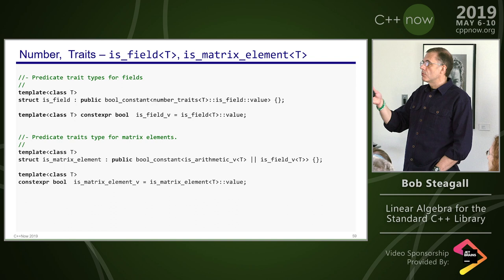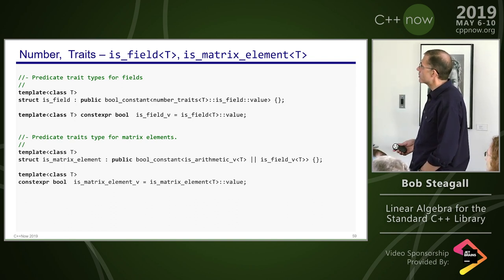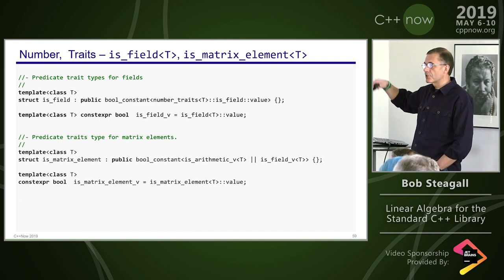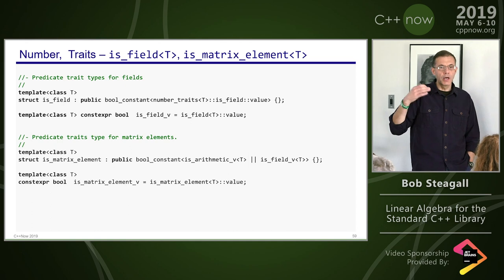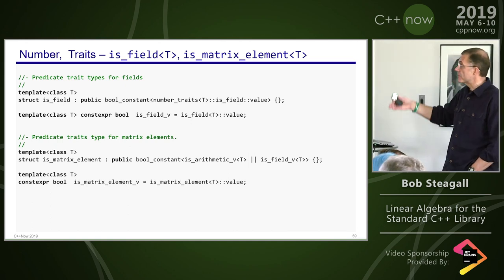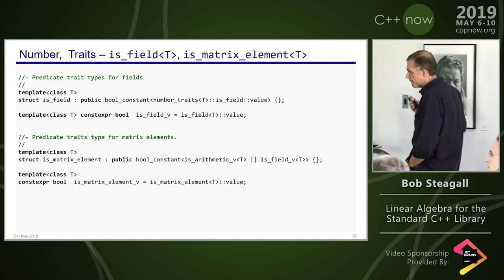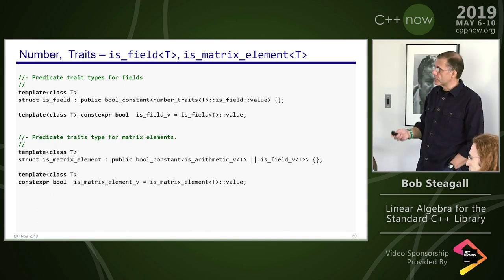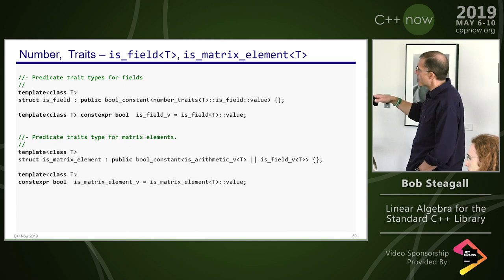So the question was about isField, isRing, isNonCommutativeRing. How could those be used? Well, the idea is to leverage the fields that are part of number traits, which is the customization point, and they would be applied to the predicate traits. So you don't specialize the predicate traits, you specialize number traits, because the predicate traits depend on number traits. That way, the predicate traits isField, isRing, isNonCommutativeRing provide answers based on your custom numeric type. And then finally, the predicate traits type for matrix elements.